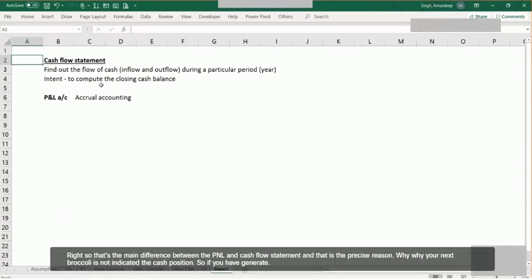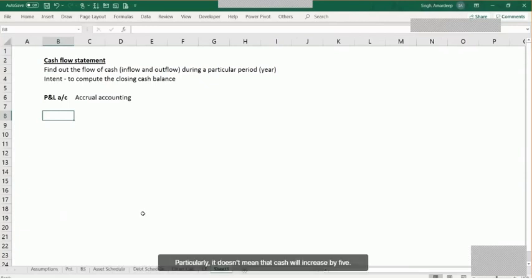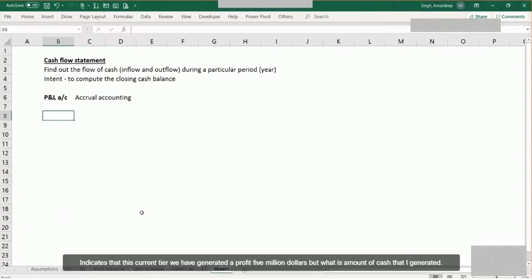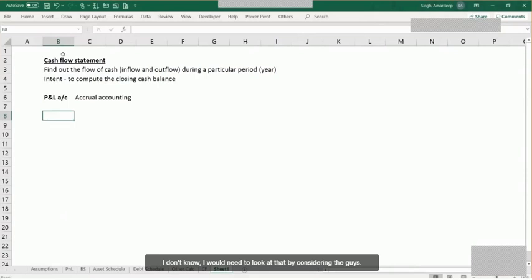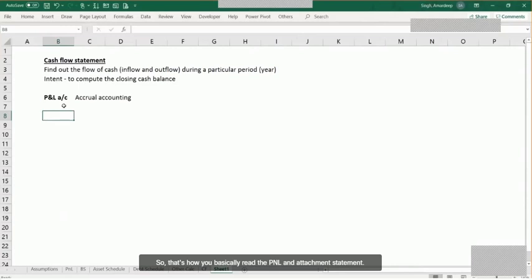So that's the main difference between the P&L and cash flow statement, and that is the precise reason why your net profit does not indicate the cash position. If you have generated a net profit of, say, $5 million in one particular year, it doesn't mean that your cash will increase by $5 million. $5 million is only a nominal number for us, which indicates that in this current year we have generated a profit of $5 million. But what is the amount of cash that I've generated in this year? I don't know. I would need to look at that by considering the cash flow statement. That's how you read the P&L and cash flow statement together.